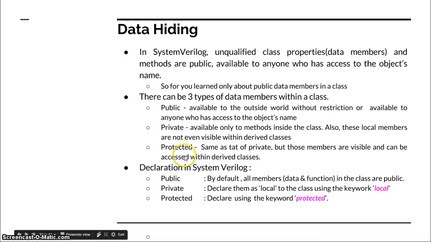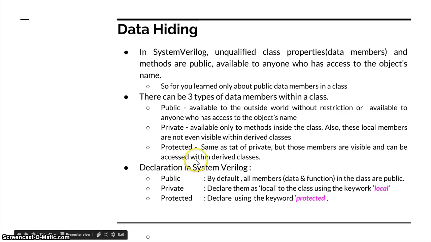On the other hand, if you declare a data member as protected, it is the same as private, but the only difference is those members are visible and can be accessed within the derived class. Still, they are not accessible outside, not directly accessible using the object handle, but they can be accessed within the derived classes. So these are the general concepts of object-oriented programming.